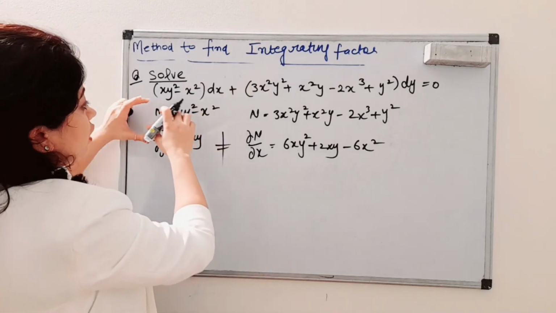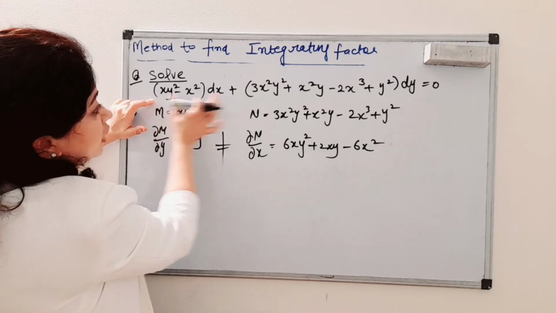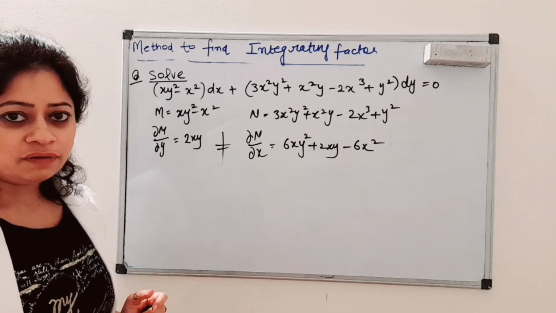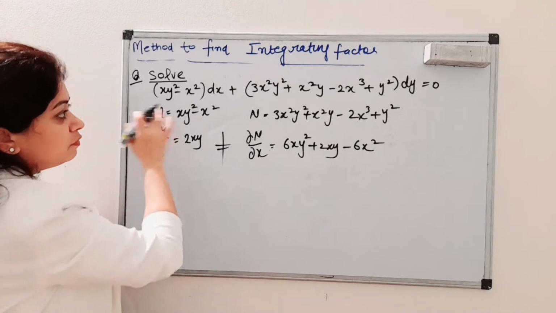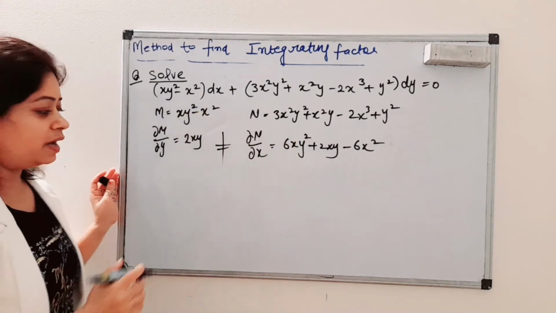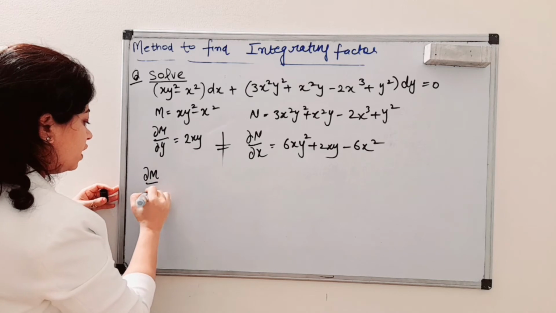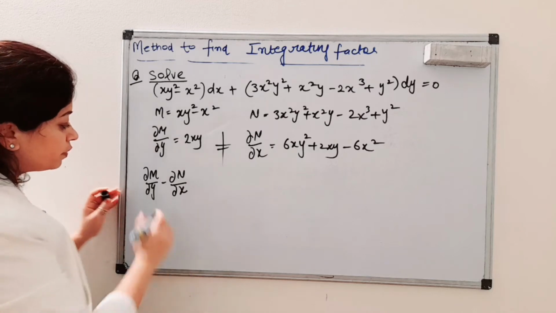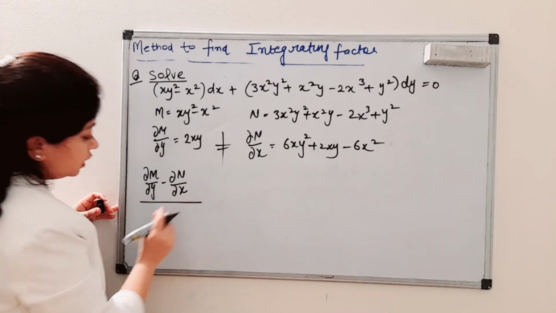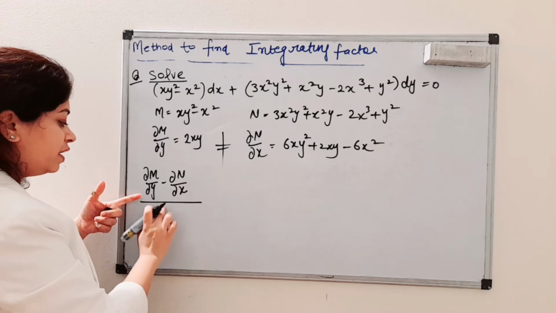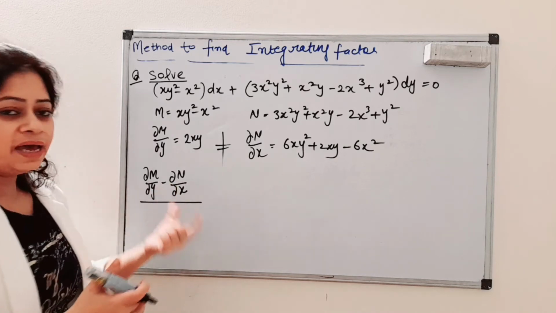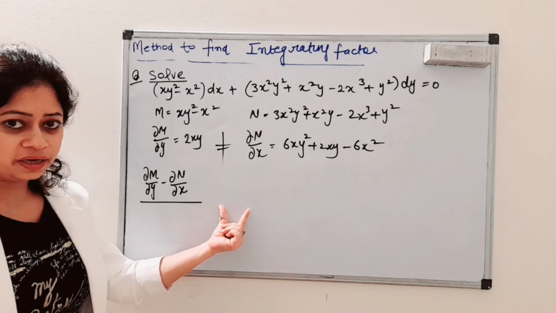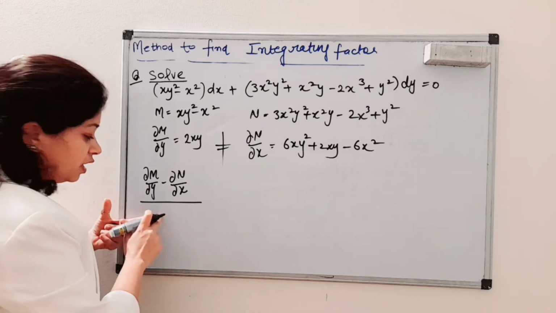Okay. So now if we can take y common here and x common here, then integrating factor is 1 upon Mx minus Ny. Or third case, if these two are not the cases, then we will find ∂M/∂y minus ∂N/∂x. Okay, so we will divide it by M or N to make it a function of x or y only. Whatever we get, it should be a function of x or y. That depends on whether we take M here or N here.